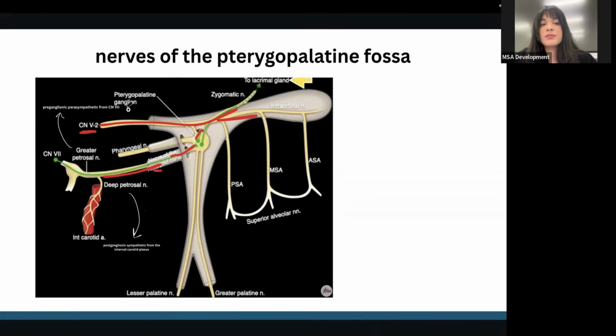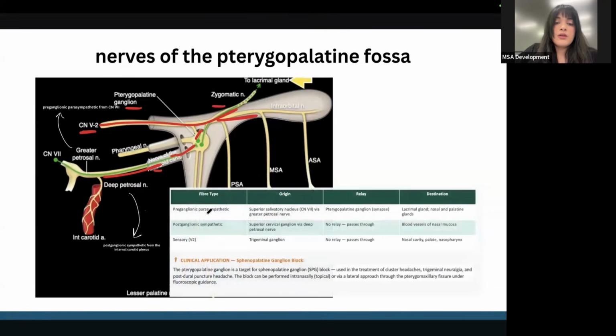They go here, and then they come to this round thing. This is the pterygopalatine ganglion, okay? And this is where the greater petrosal nerve is going to synapse, and it's going to go to the lacrimal gland via the zygomatic nerve, okay?